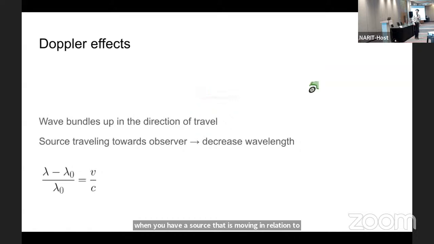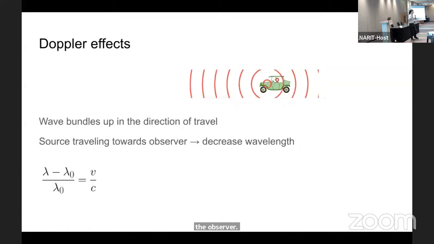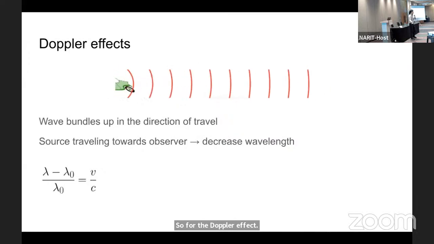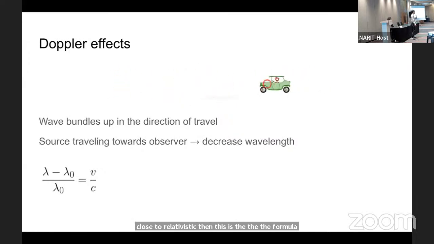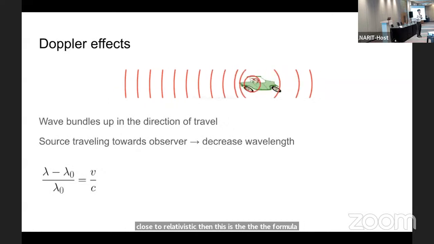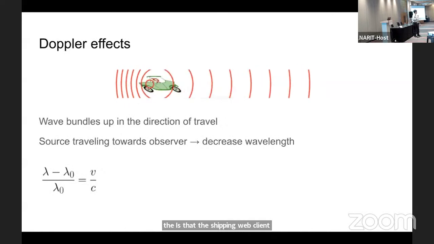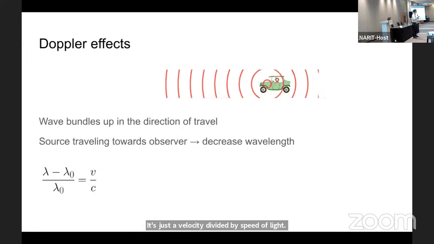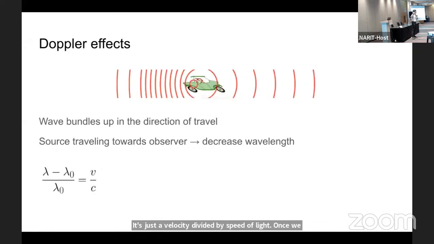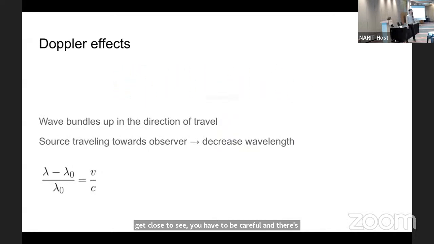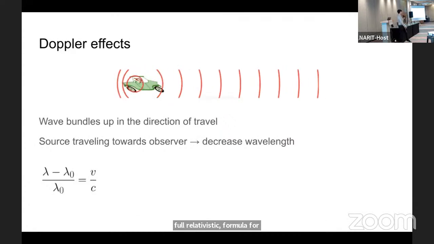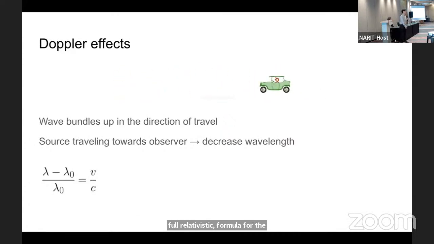So for the Doppler effect, in cases where the velocity is not close to relativistic, this is the formula for the wavelength shift: the shift in wavelength divided by the rest wavelength is just the velocity divided by the speed of light. Once we get close to c, you have to be careful, and there's a full relativistic formula for this. But in astronomy, that is encountered quite often. So you have to be careful.